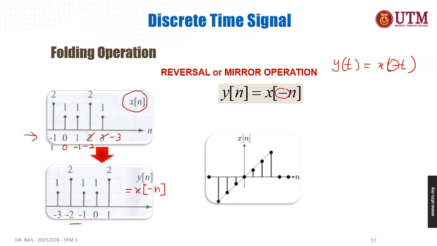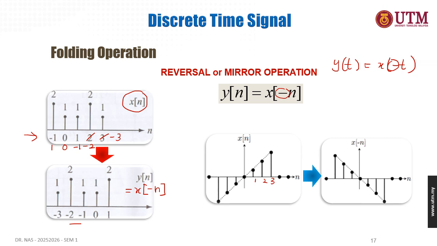Let's look at another example. When you have x[n], what happens when you have x[-n]? At positive, here is 1, 2, and 3. Supposedly it is at positive 3, now it becomes at negative 3, and so on.